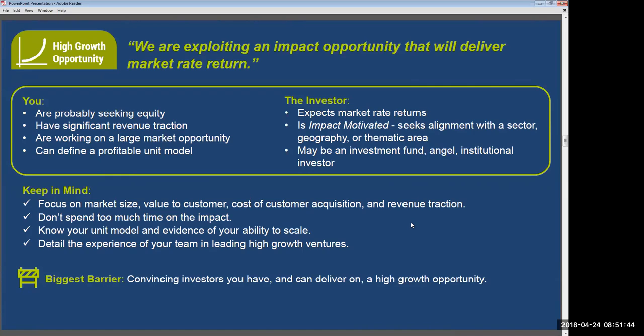And you have to very, very clearly define your unit model and your ability to scale fast. That's because for an equity investor to make money, they have to see 5 to 10x growth in your revenues within 5 years, or their model will fail. So the biggest barrier for this one is convincing investors that you have a high growth opportunity that they can understand, and a unit model that they can track.